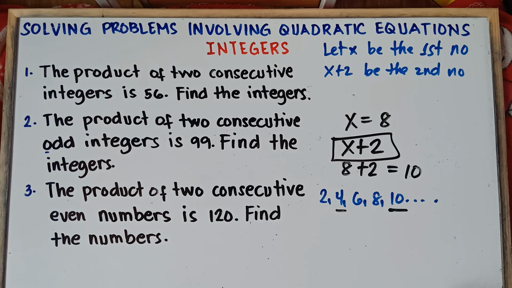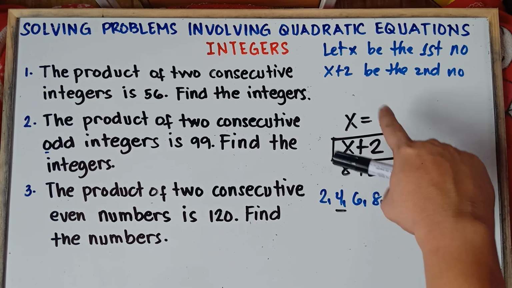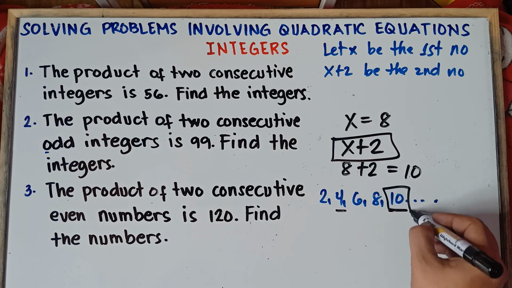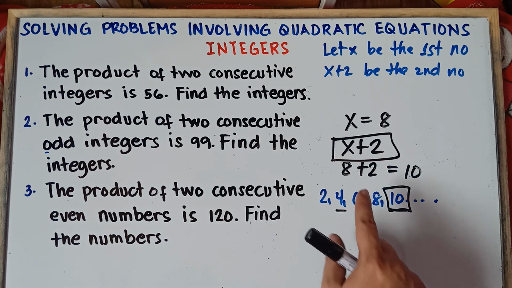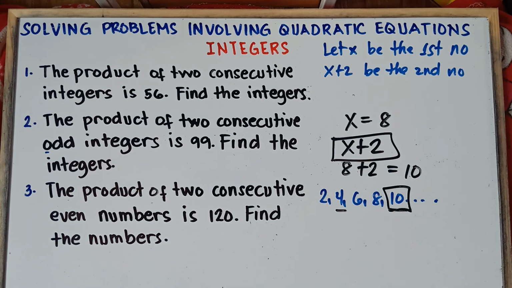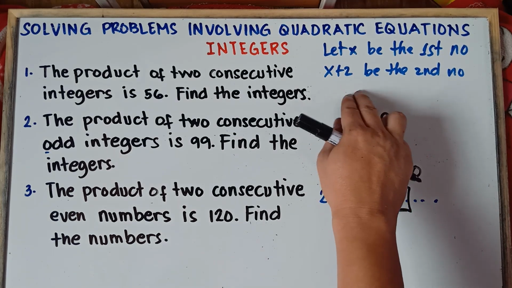Once again, if we assume that x is equal to 8, to get the next number, that would be 10, right? How will you get 10? Simply add 2. That would be 8 plus 2, and that is 10. So that's why, class, we have the second number, that is x plus 2.